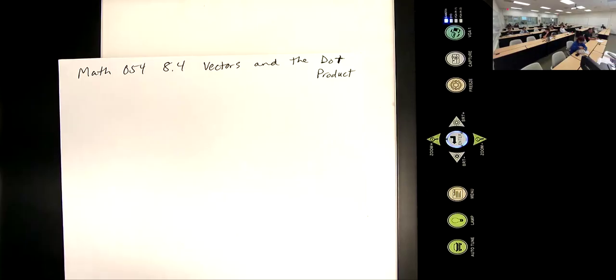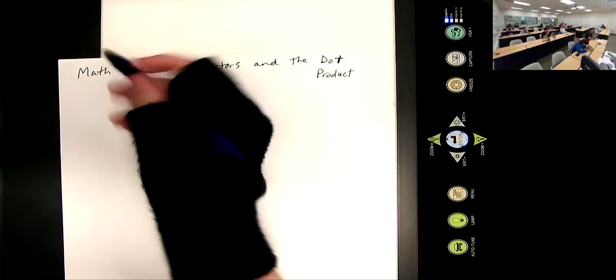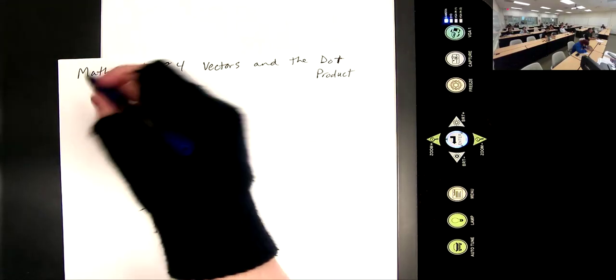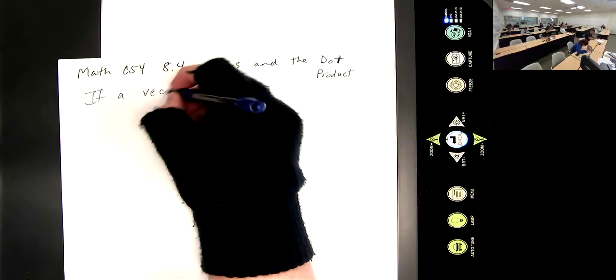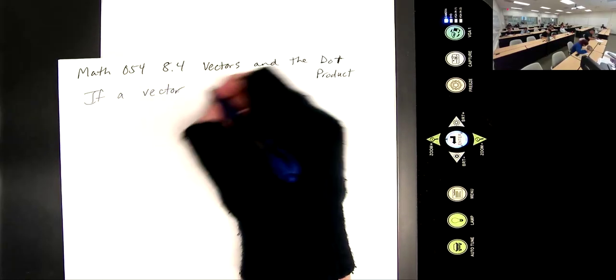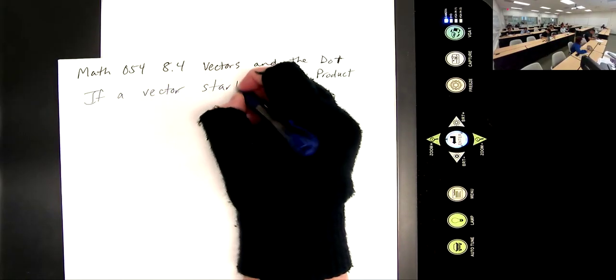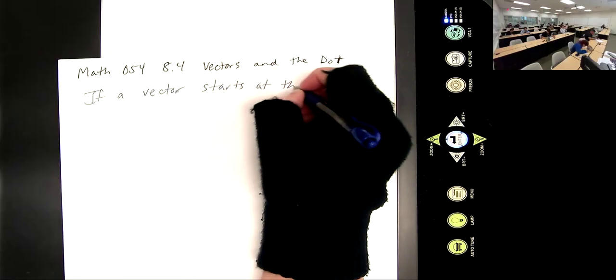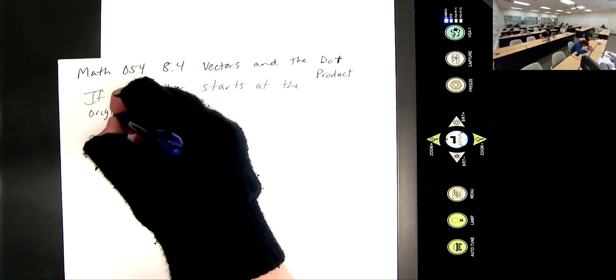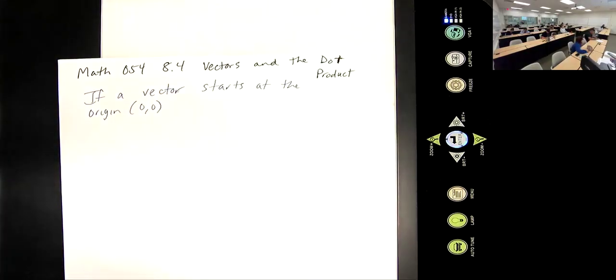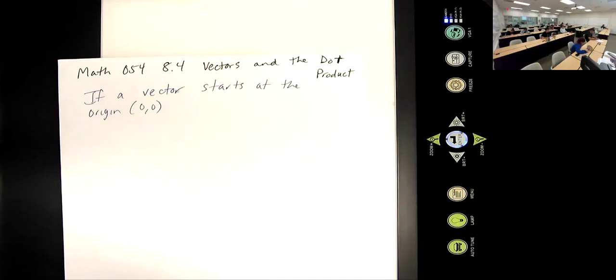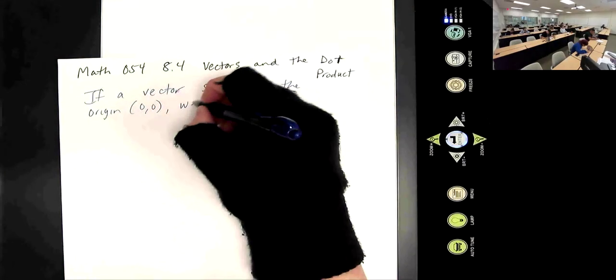But oftentimes when we're doing stuff with them, we want them to start at the origin. So a vector that starts at the origin, which is 0, 0 on the graph, in case you forgot that, we call a position vector.